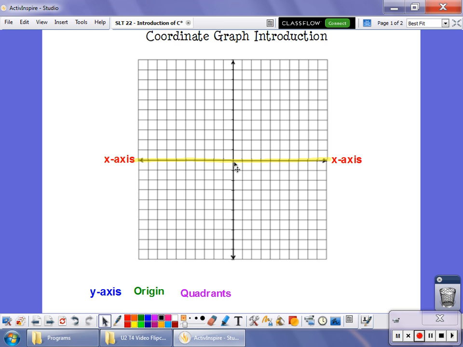I want you to imagine that this point right here in the middle would be 0. That means all of the numbers on this side of the x-axis are going to be positive numbers, and all of the numbers on this side of the axis are going to be negative numbers.